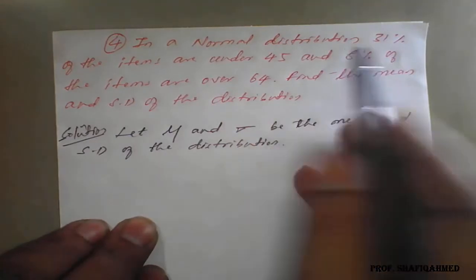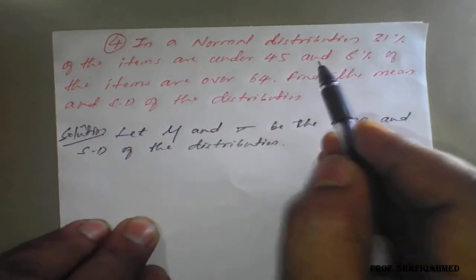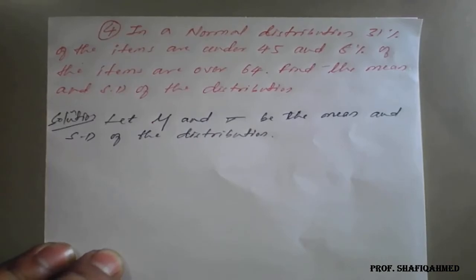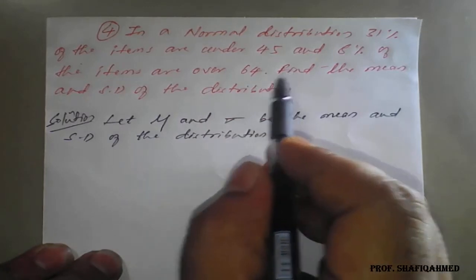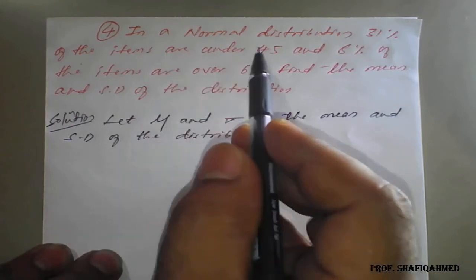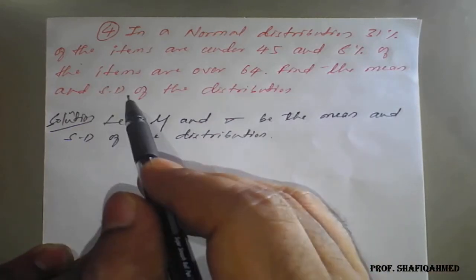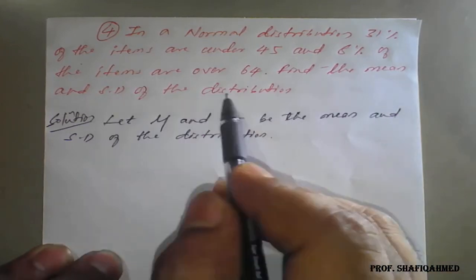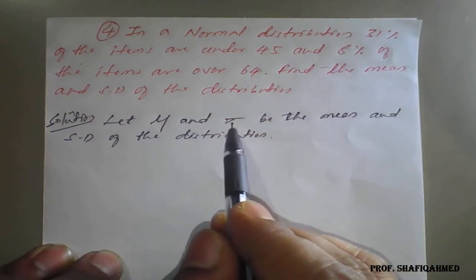In a normal distribution, 31% of the items are under 45 and 8% of items are over 64. Find the mean and standard deviation of the distribution. So here we need to find the mean and standard deviation. So I will consider, let μ be the mean.